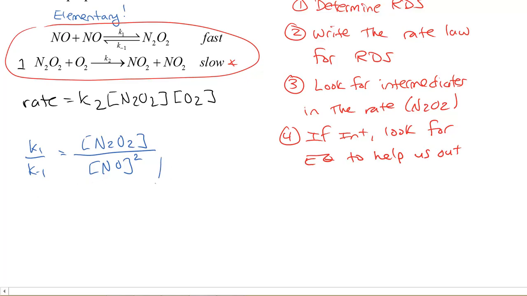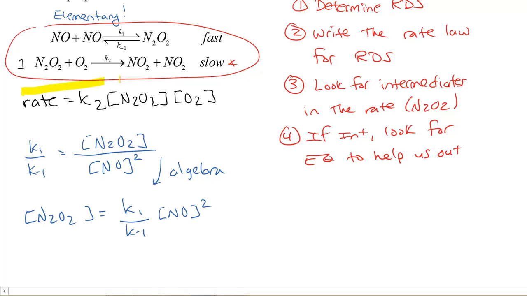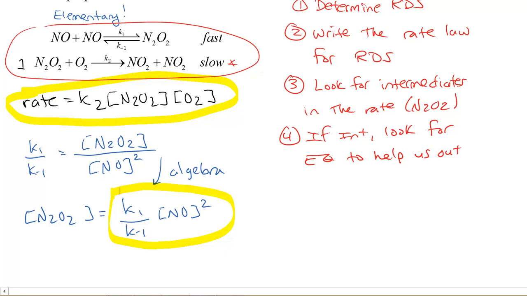What this means is I can just use some algebra here, and I can solve for N2O2. It's equal to K1 over K minus 1 multiplied by NO squared. So what this means is I have a rate law that has N2O2 in it, and I now have an expression that relates N2O2 to other chemicals involved with this reaction. So I'm just going to directly substitute this right in for that guy.